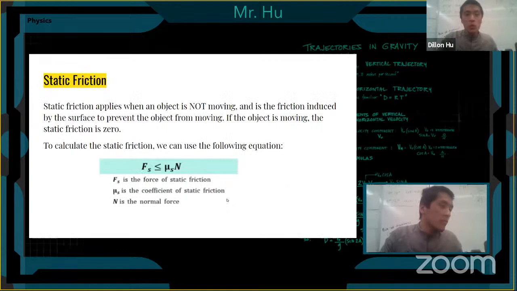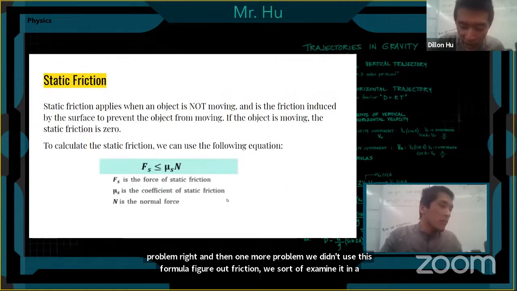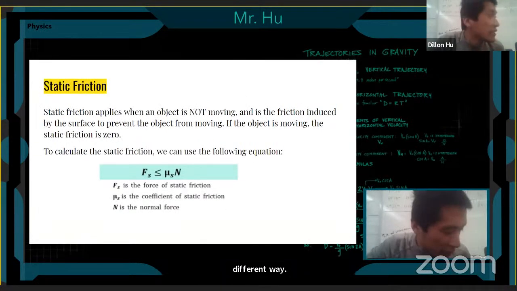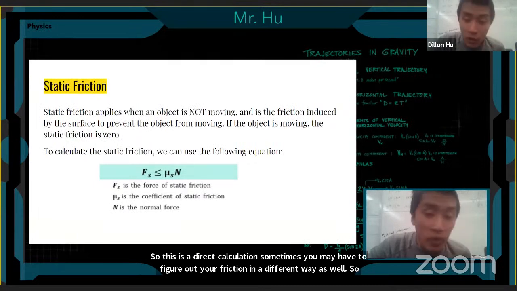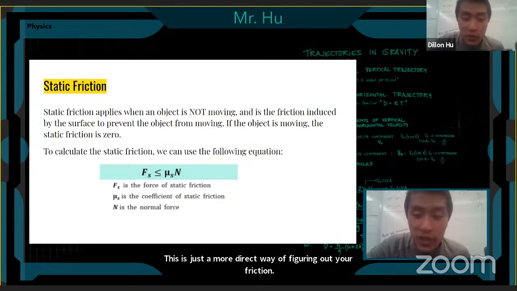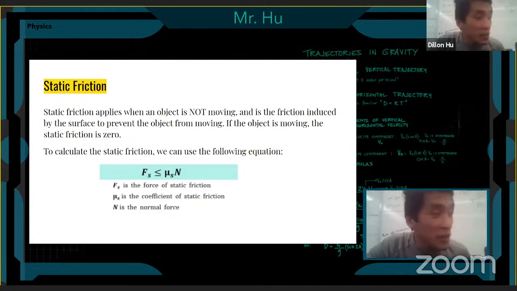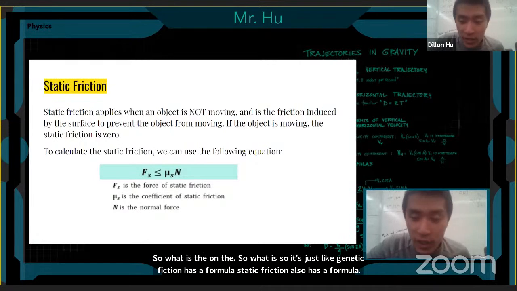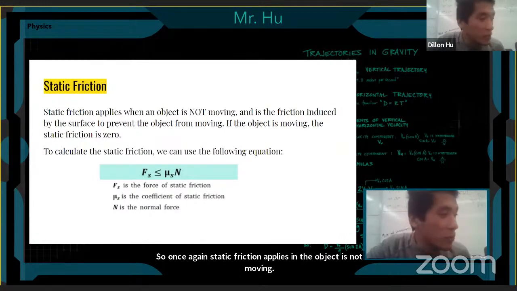Just like kinetic friction has a formula, static friction also has a formula. Once again, static friction applies when the object is not moving, and it's the friction induced by the surface to keep the object from moving. When the object is moving, the static friction is 0. So to calculate static friction, we can use pretty much an identical formula. The force of static friction is basically the coefficient of static friction, mu s, times the normal force.